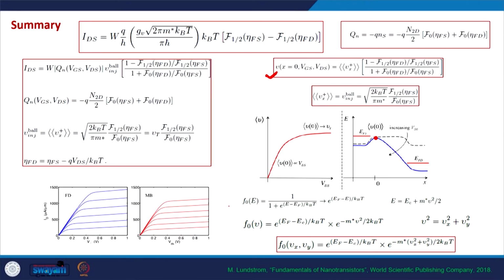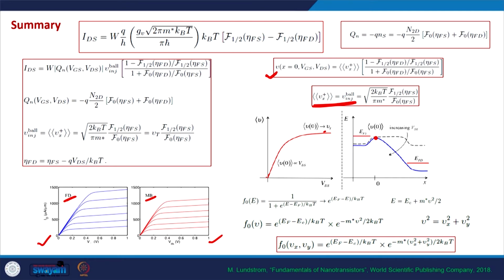After that, we analyzed this velocity at the top of the barrier, and we saw that this velocity saturates as the drain voltage is increased, and generally the typical order of this ballistic injection velocity is 10 to the power 7 centimeter per second. Along with this velocity saturation, we also see a current saturation in the ballistic MOSFET, and here these results are the simulation result for a ballistic MOSFET, one with the Fermi-Dirac statistics and second with the Maxwell-Boltzmann statistics.